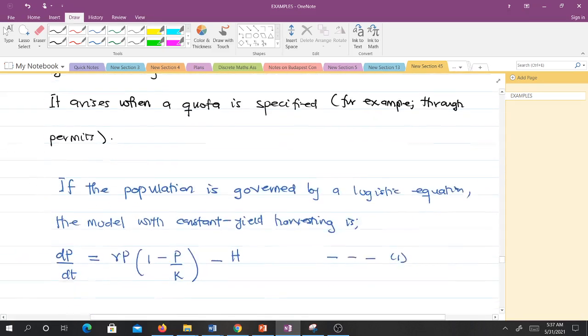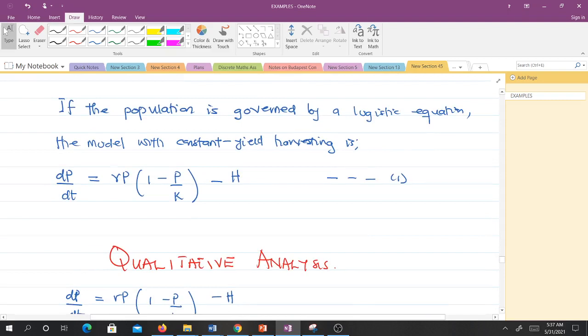Okay. So for instance, if our population is governed by a logistic equation, then the model with constant yield harvesting will be given by this equation one here. So you can see that this is the p prime, this is our f of p, and this is minus h. Okay, but just that now the equation is modeled by the logistic equation. So the f of p is rp times 1 minus p over k, then minus h. So let's take a critical look at this model here.